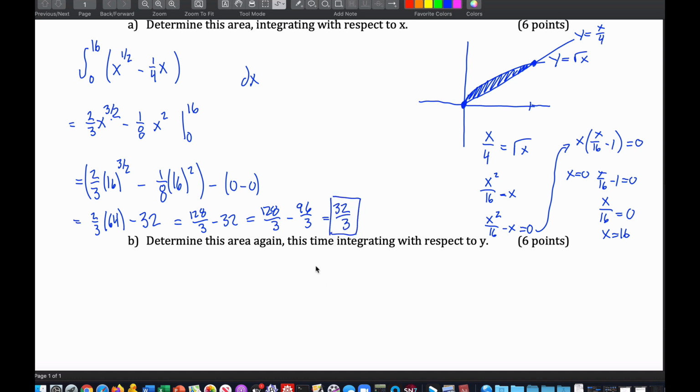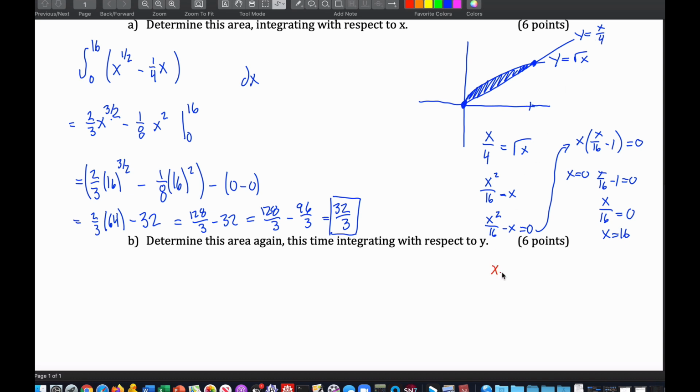The nice thing is we can confirm that by doing this problem again, but now integrating with respect to y. So if I'm integrating with respect to y, it's not the x coordinates of the points of intersection that I'm interested in, it's the y coordinates of the points of intersection. And you can either just look at this and be like, well, this is when x equals 16, and when x equals 16, the y coordinate is 4 in both of these two equations, so it must go from 0 to 4.